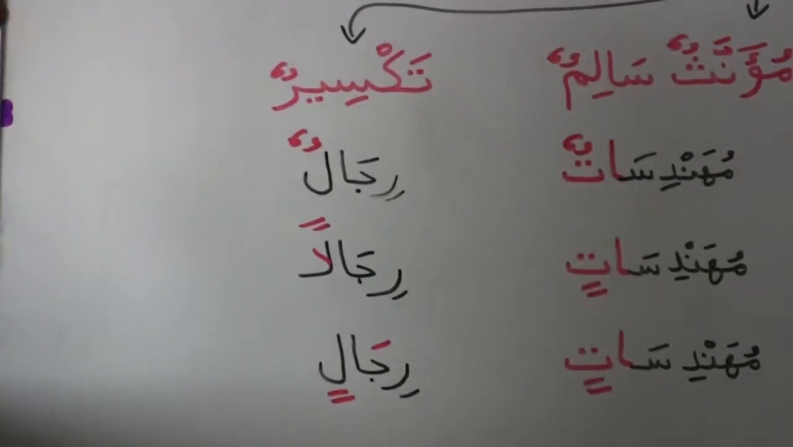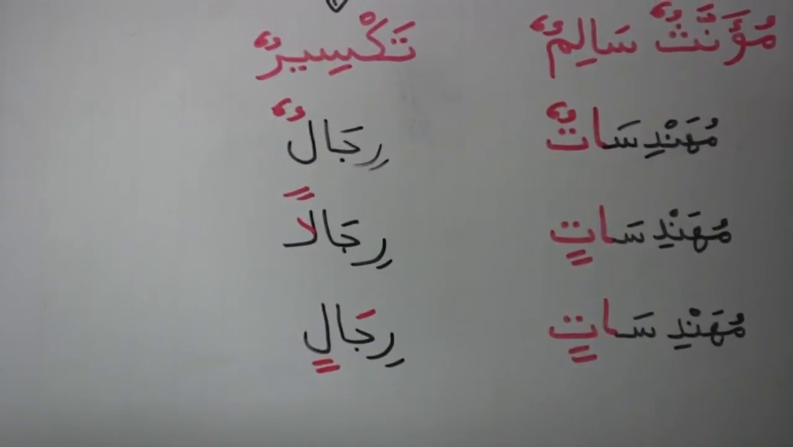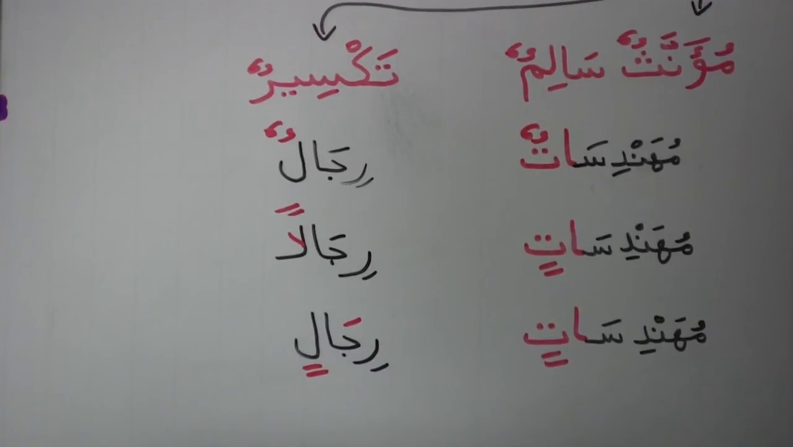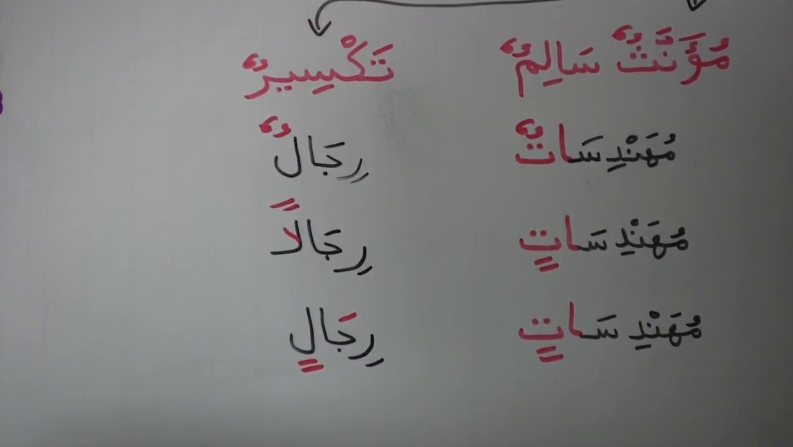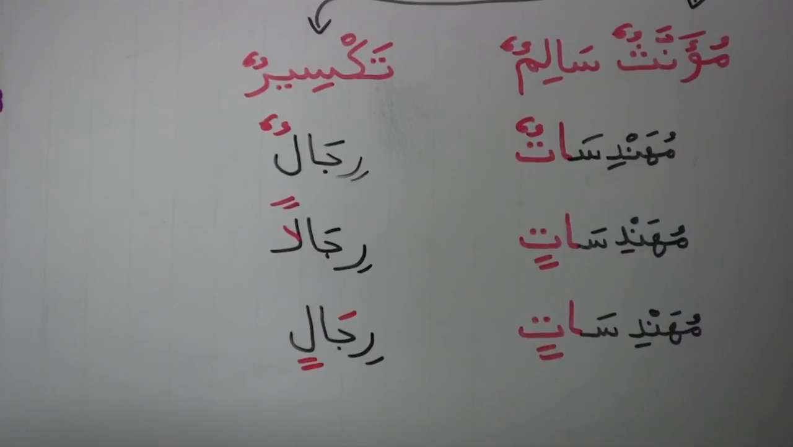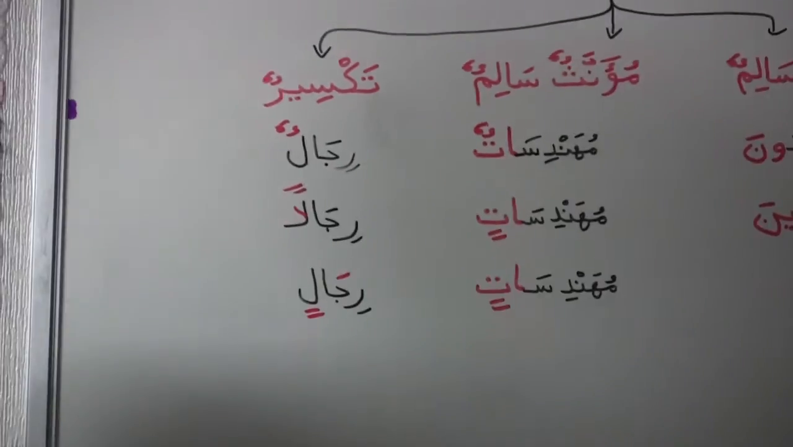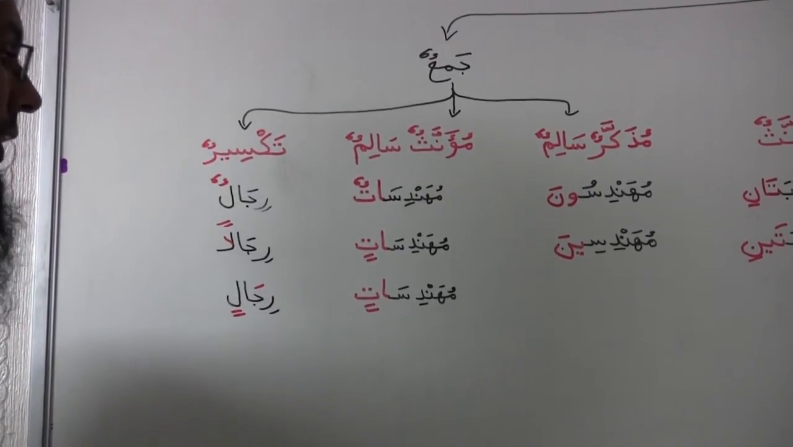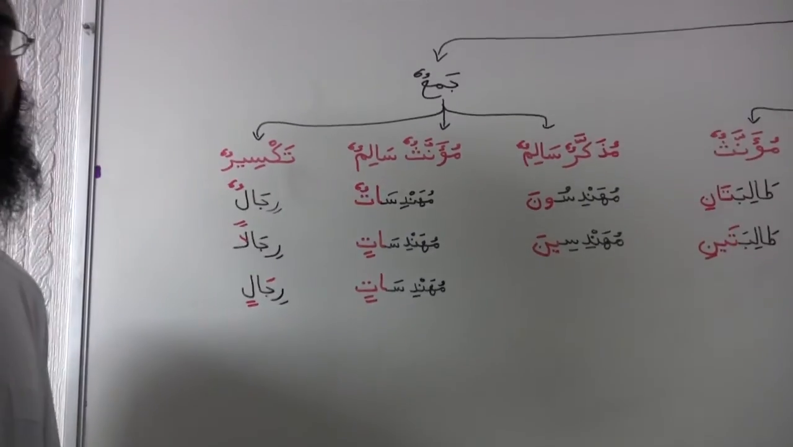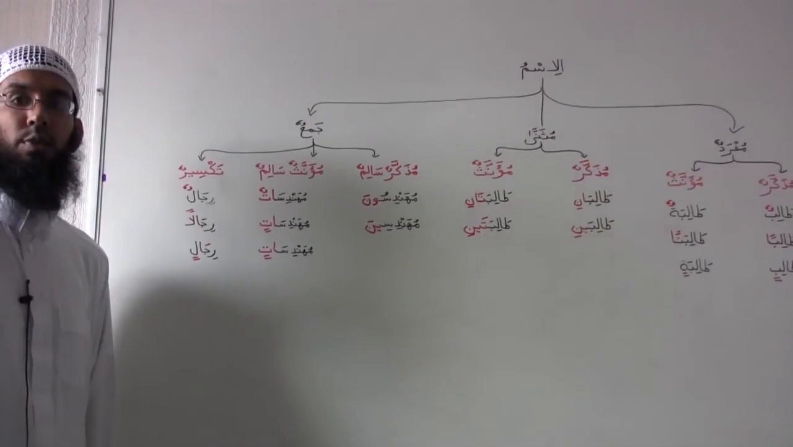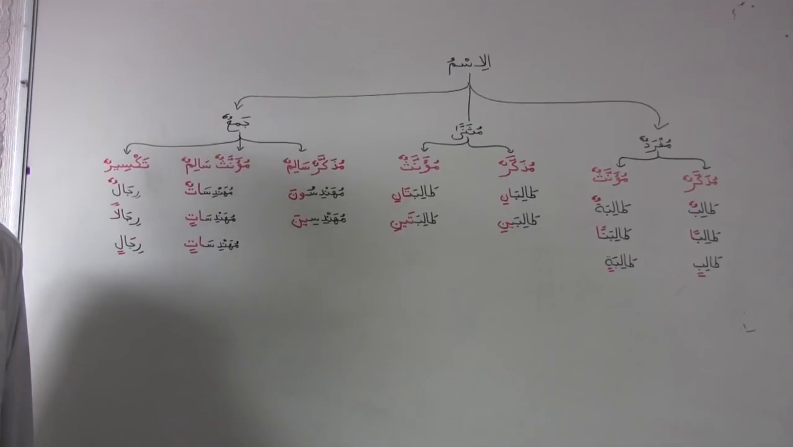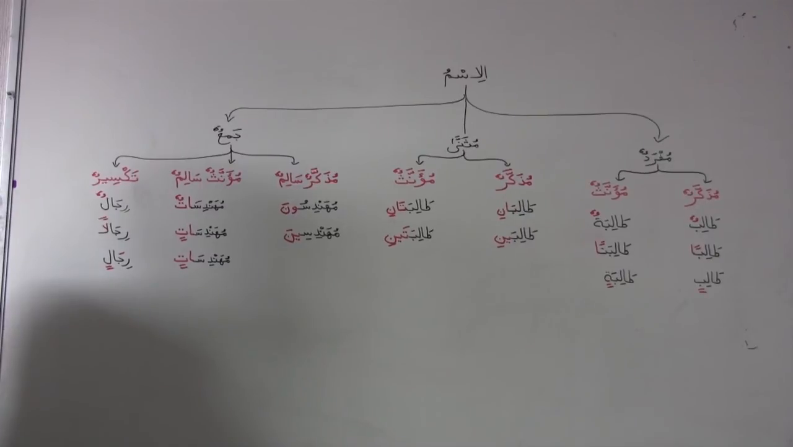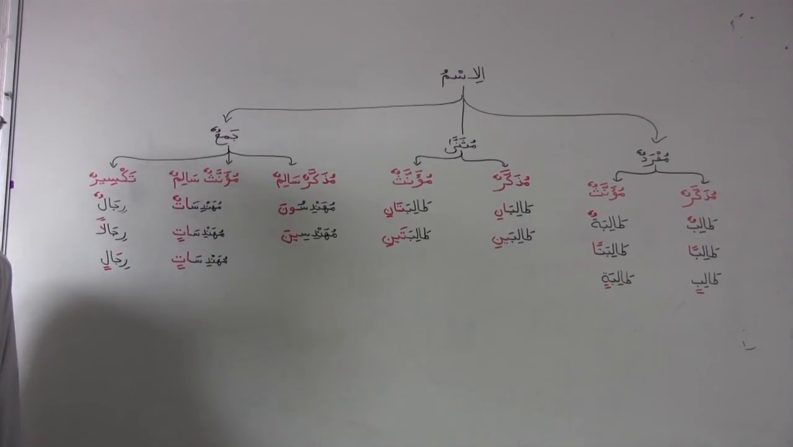And the final type is the broken plural. Taksir is the broken plural, and it is the same as mufrad. So it is marfu with a dhamma, mansoob with a fatha, and majroor with a kasra. And as we mentioned, there is no rule for knowing the taksir form, so you just know them by hearing, memorization, or looking in a dictionary. You just need to learn them and memorize them.